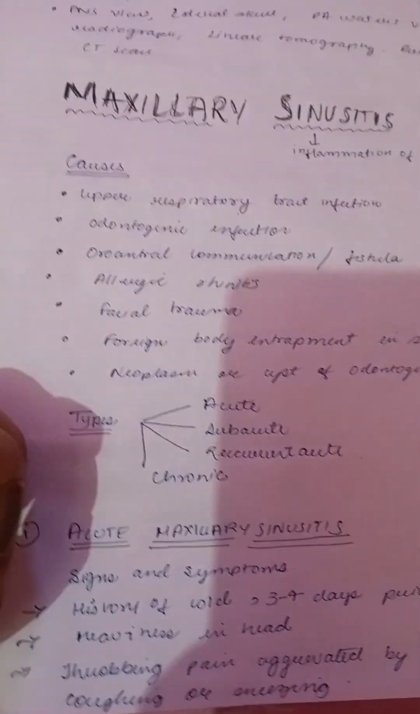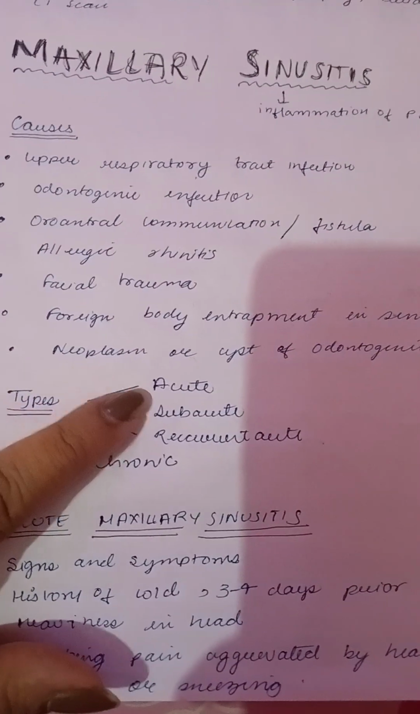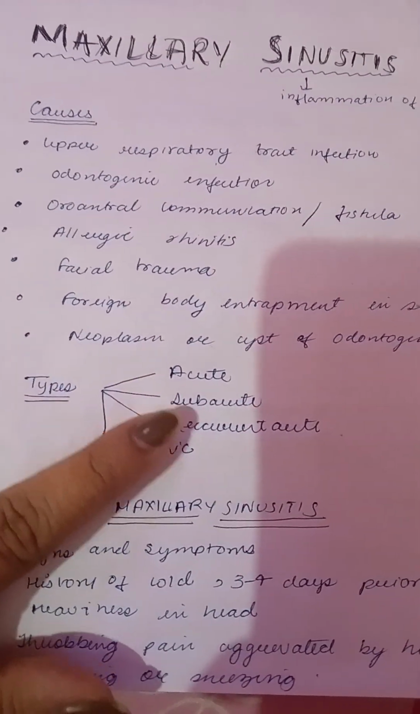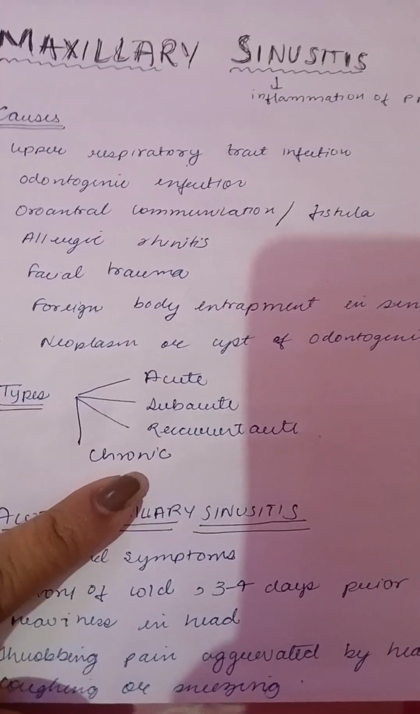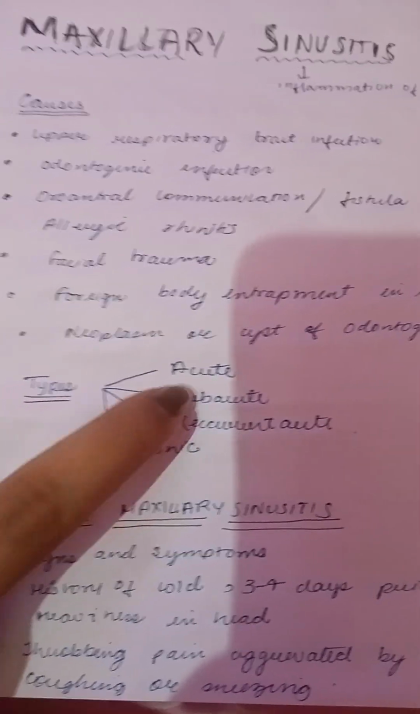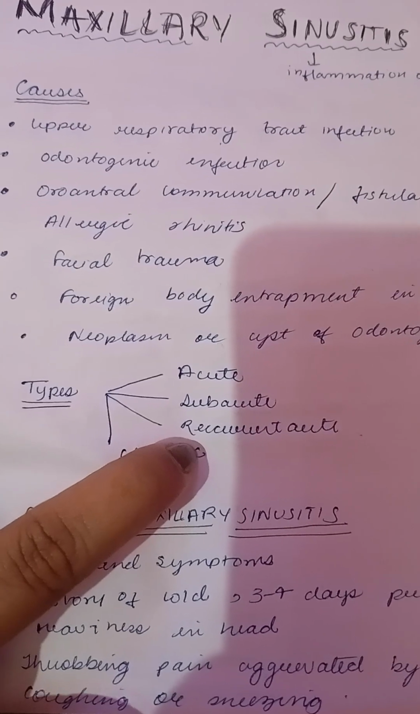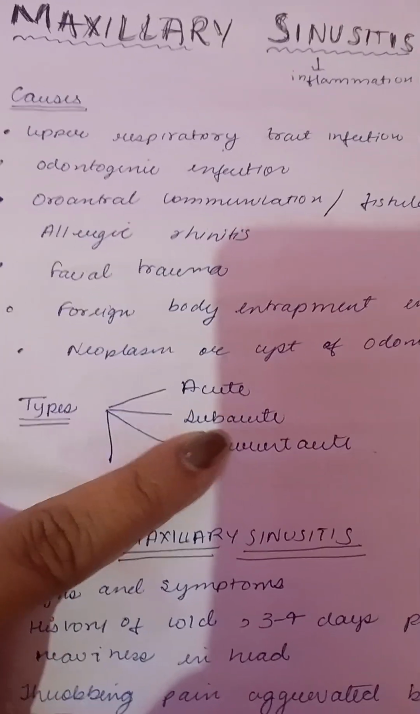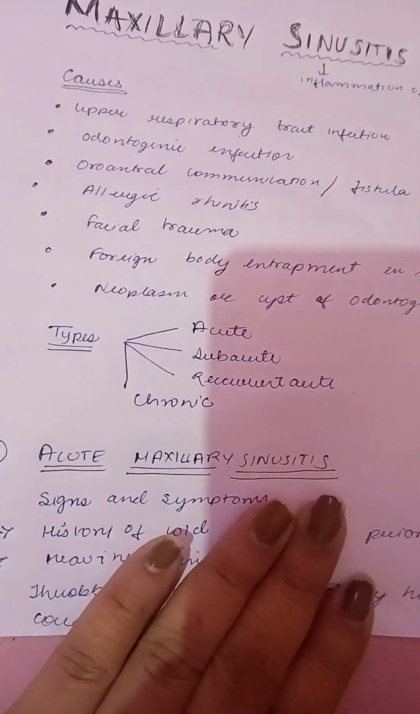What are the types of maxillary sinusitis? It can be acute, subacute, recurrent acute or chronic. We will be discussing acute and chronic. Subacute and recurrent acute are a transient phase, so we will not be discussing these. Now coming to acute maxillary sinusitis.